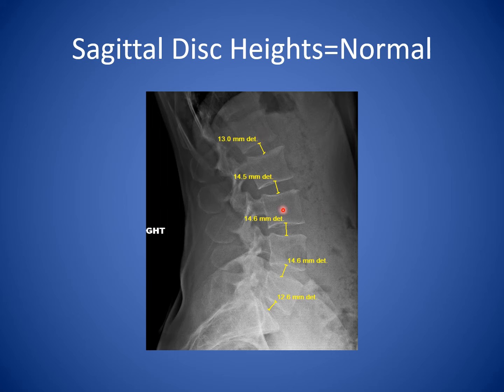Sagittal disc heights on the lateral are very valuable because they can tell you the health and integrity of the disc. Typically, the disc becomes larger as you get down to L4-5 and then narrows as you get to L5-S1. So for example, here, measuring in the center, 13 millimeters, 14.5, 14.6, 14.6, and 12.6. Commonly, this is 11 to 13 millimeters at L5-S1, and commonly somewhere around 14 at L4-5.